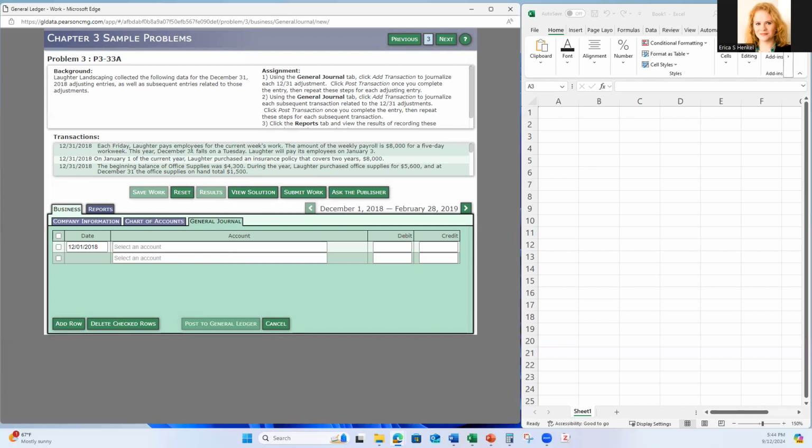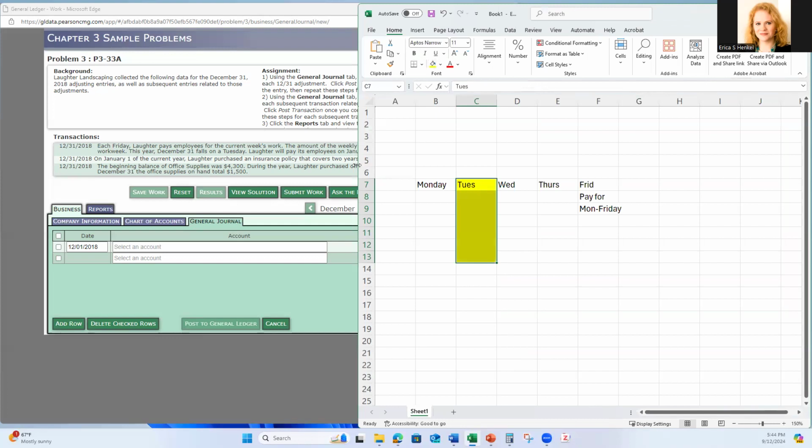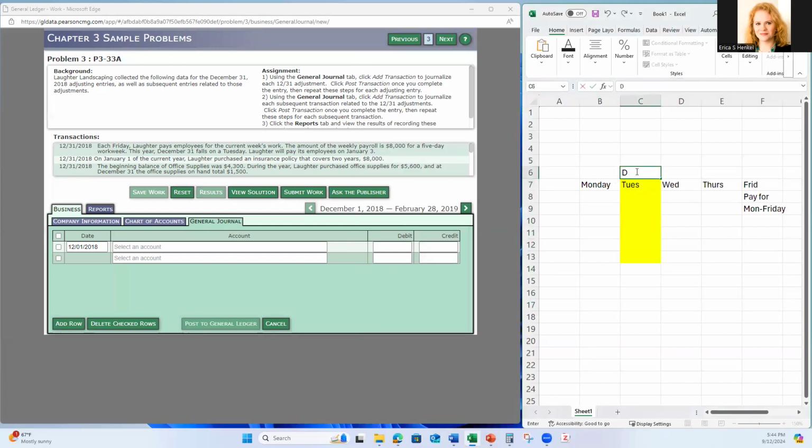So looking at December 31st, we have a Tuesday. And let's see, they pay the employees on Friday for the current week's work. Okay, sorry. I'm just going to draw this out so we can conceptualize this, right? Tuesday, Wednesday, Thursday, Friday. So we get paid on Friday for Monday through Friday. Now, Tuesday is going to be the last day of our month, right? So Tuesday is December 31st.